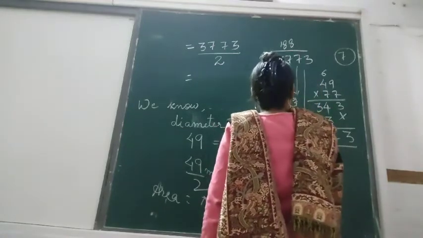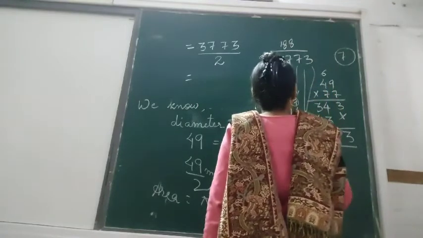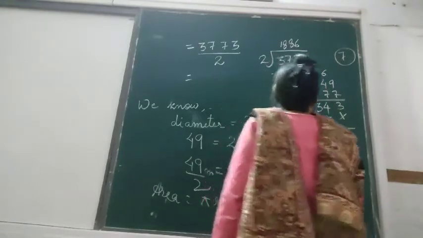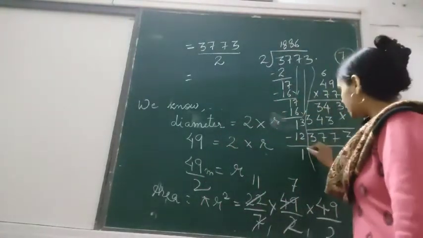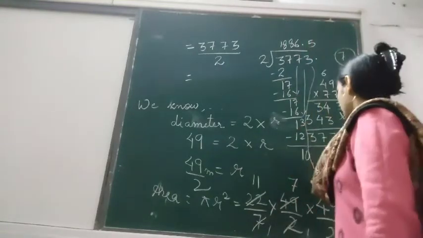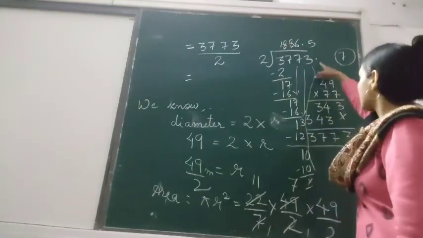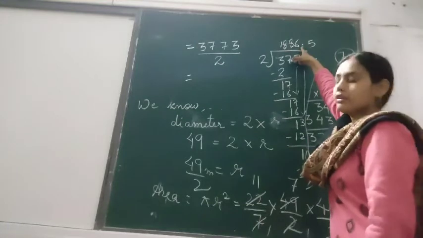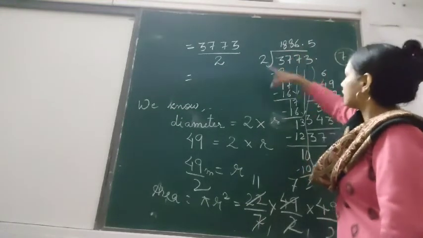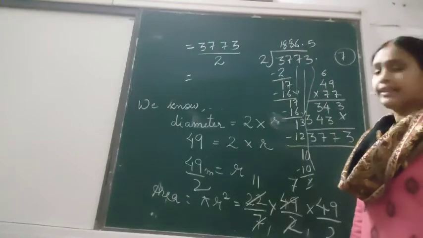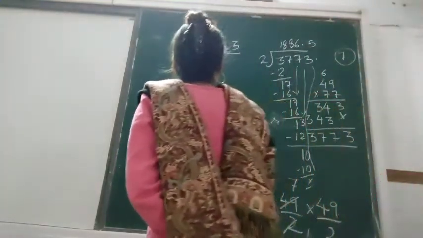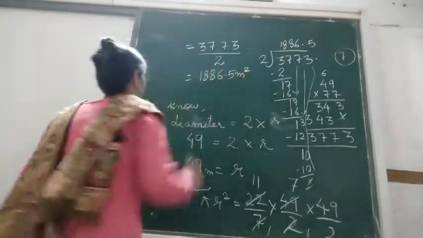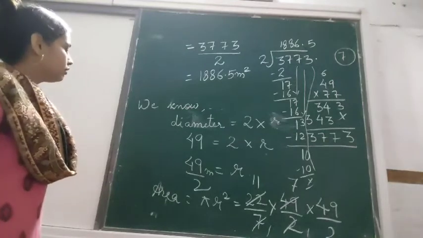1, 3 comes down, and 6 2s are 12. We put a decimal, and we can put any number of zeros, bring one zero down, and 5 2s are 10. Now since this 0 has come down, before the 0 is what? A decimal. That decimal goes to the quotient. So the answer becomes 1886.5 meter square. So this completes your B part.